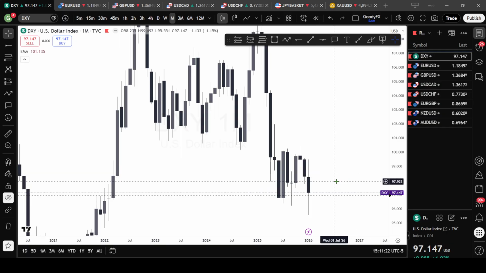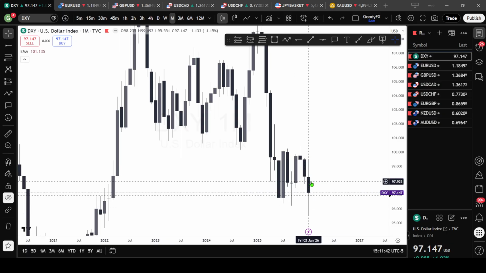So there are two types. There is external range liquidity and there is internal range liquidity. External range liquidity are like highs, above highs and below lows. Internal range liquidities are like fair value gaps, liquidity voids, volume imbalances, and all that here.